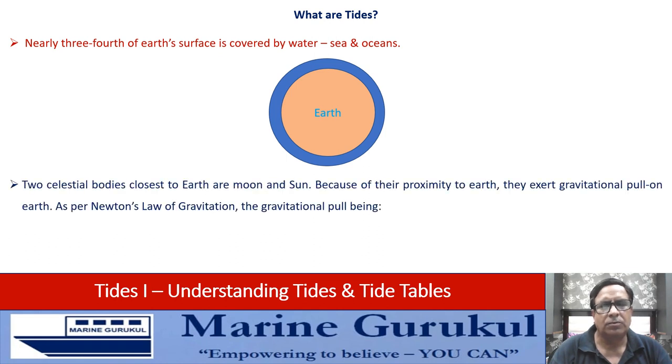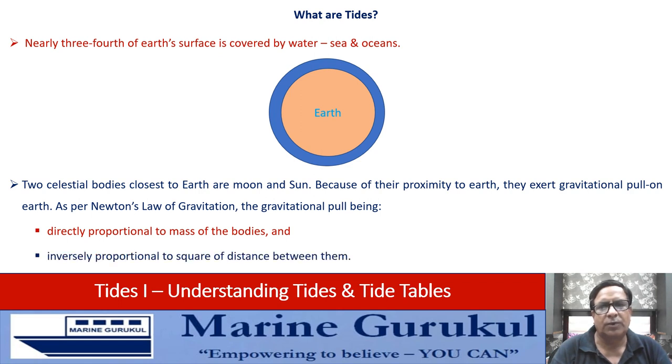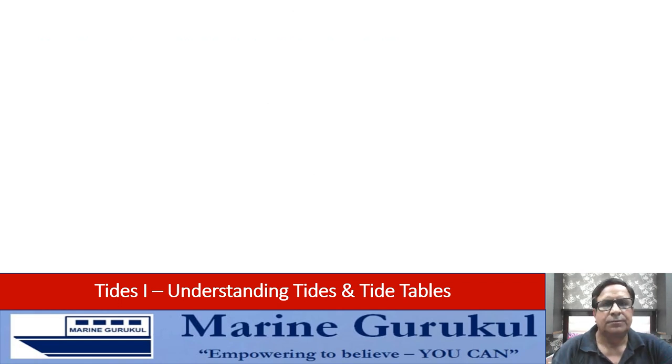However, we also know that Earth has two celestial bodies in its close proximity, the Moon and the Sun. Because of their close proximity to the Earth, they exert gravitational pull on Earth. And this gravitational pull, which is exerted as per Newton's law of gravitation, is directly proportional to the mass of the two bodies involved and inversely proportional to the square of distance between them.